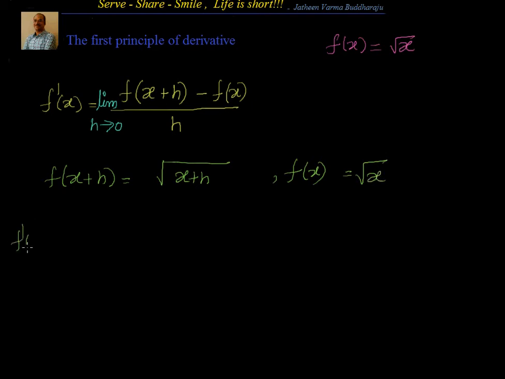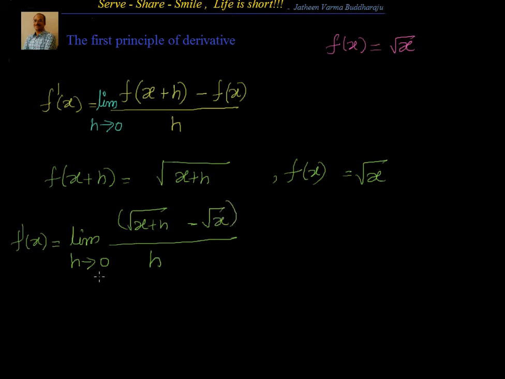So let's find out the derivative. For that I will say f'(x) is equal to limit h tends to 0, f of x plus h, that is root of x plus h, minus root of x, divided by h. Now if I substitute h equal to 0, I will get 0 by 0. So I will try to rationalize this. I will multiply with root of x plus h plus root x.